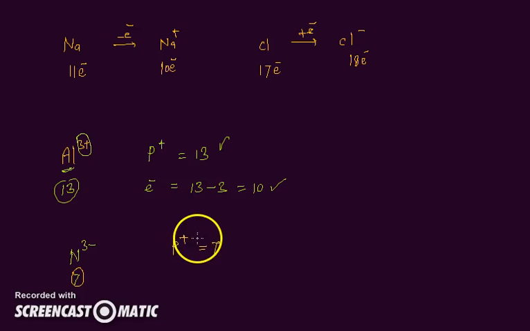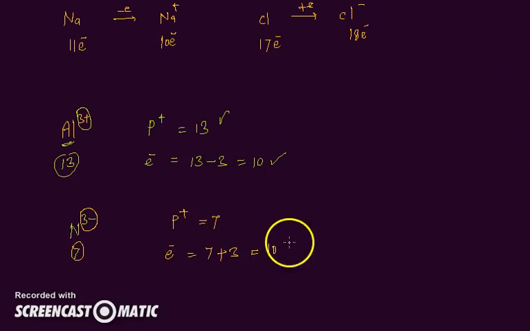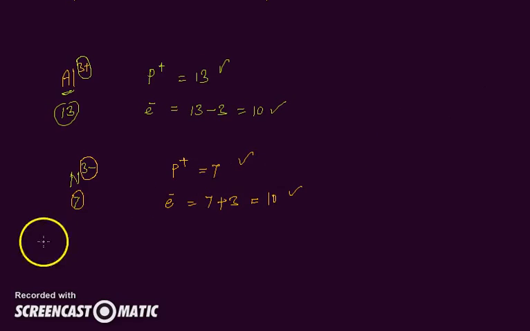Now we calculate the number of electrons in this ion. You can see that the nitrogen ion has a minus 3 charge. It means that it has gained 3 electrons. That's why we add these 3 electrons to the number of protons to calculate the number of electrons. Here we add 7 plus 3, which is equal to 10. Here we can say that the number of electrons is 10 in this ion, and the number of protons is 7 in the ion of nitrogen.